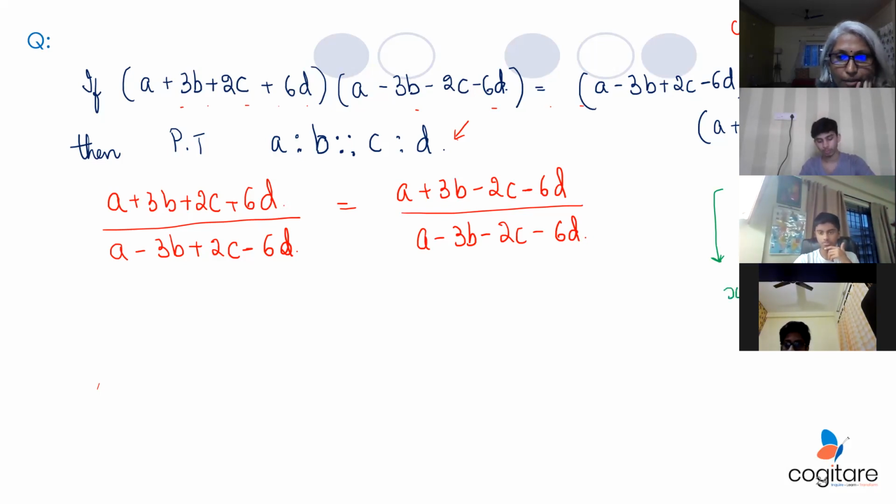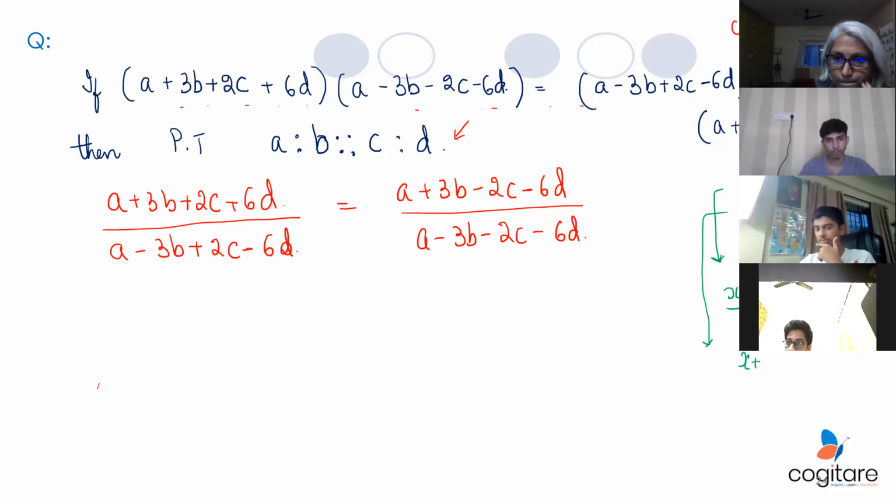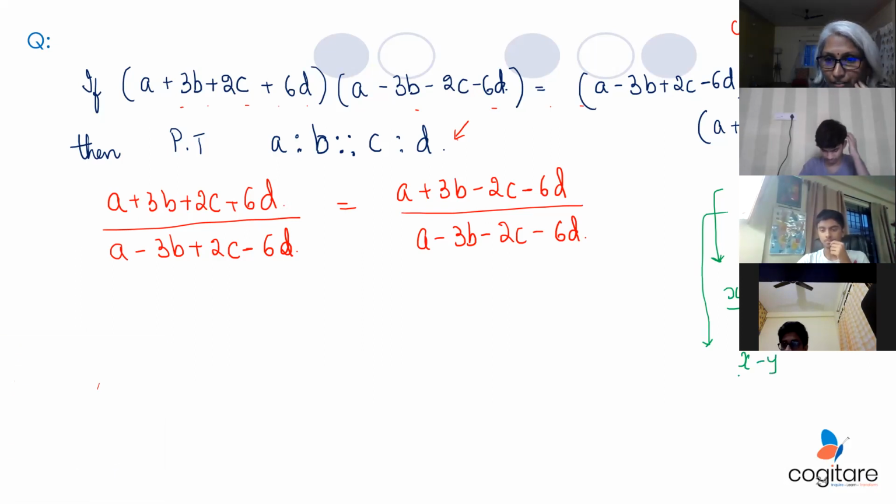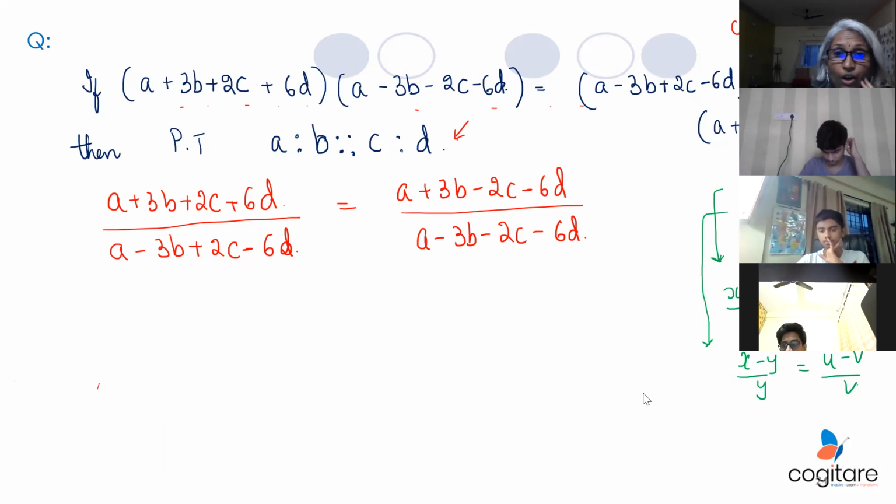X plus Y by Y is equal to U plus V by V. If I asked you, if this is given, tell me dividendo. Tell me dividendo, please. Ma'am, X plus Y by X... Only dividendo. X minus Y by Y is equal to U minus V by V. That is dividendo.